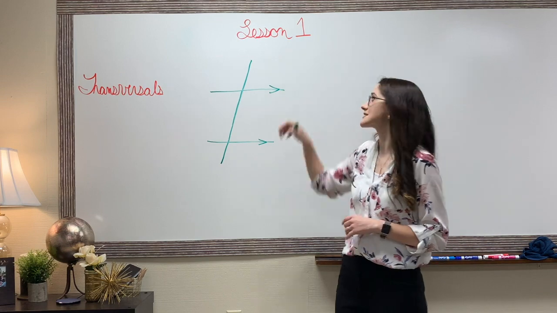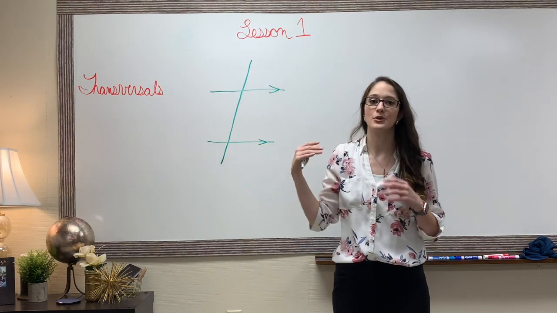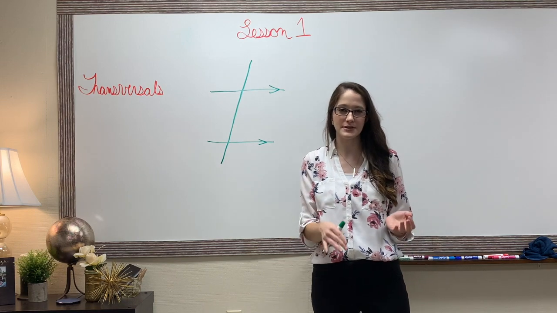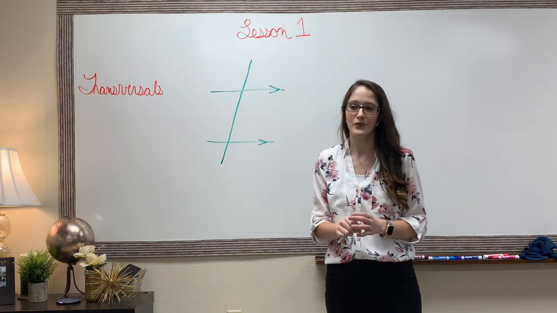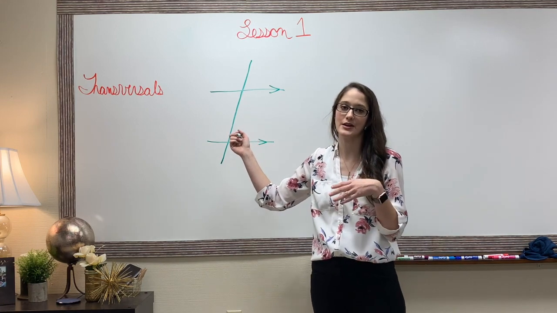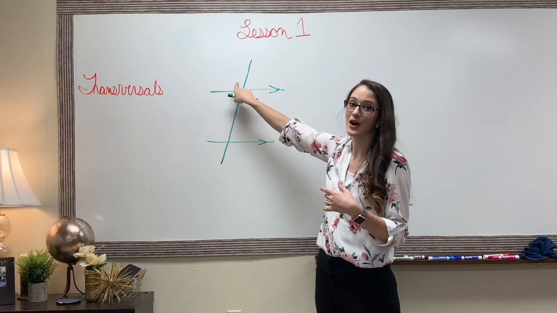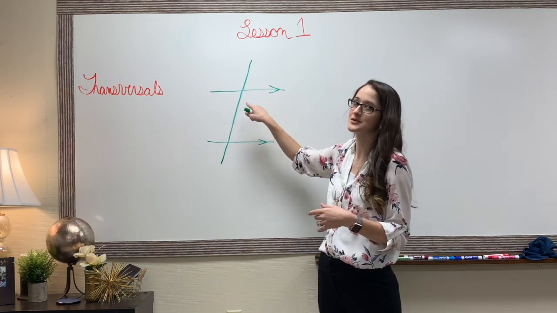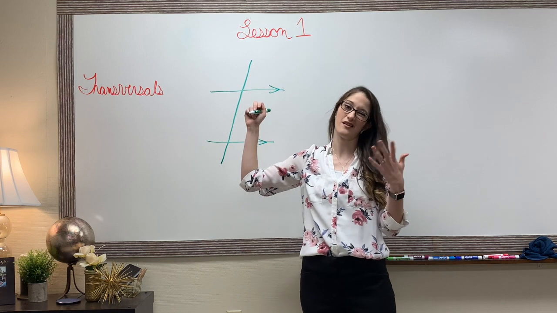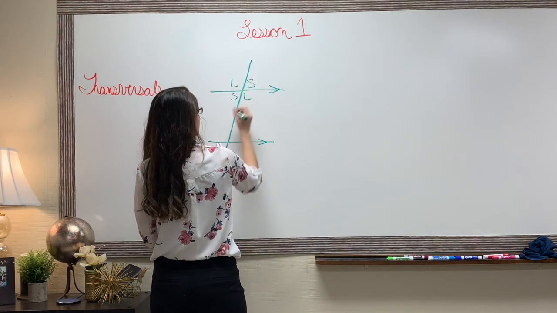So in this case, both lines are being cut at the same degree, which creates a lot of congruent and supplementary angles. So a shortcut in your brain is to remember larger angle and smaller angle. Because as you can see here, we have obtuse, acute, obtuse. And so we can just mark that with an L and an S for larger and smaller.